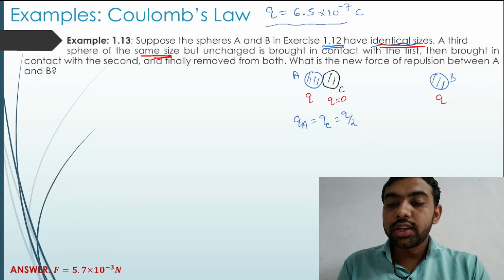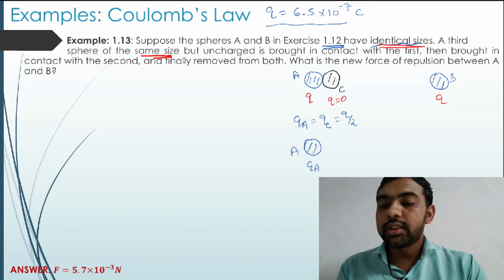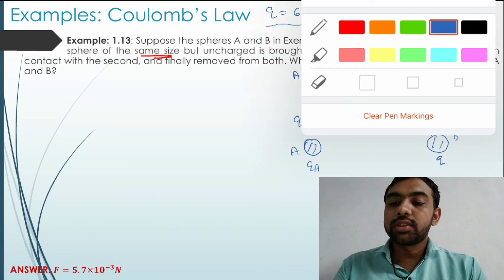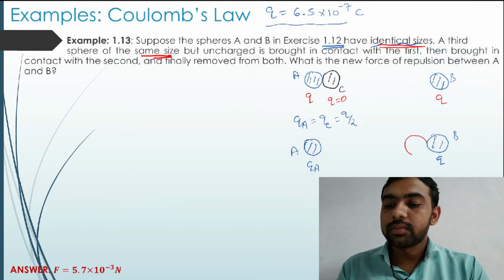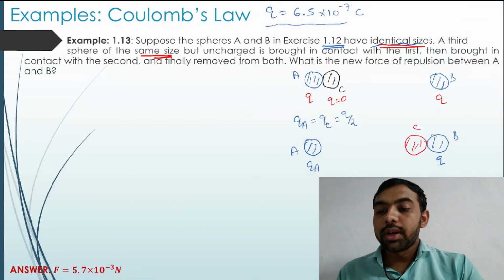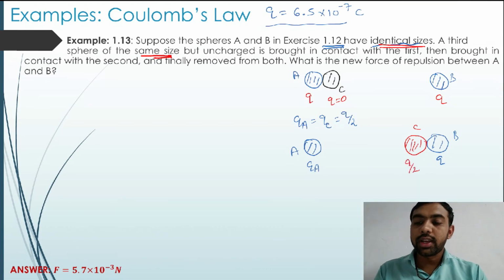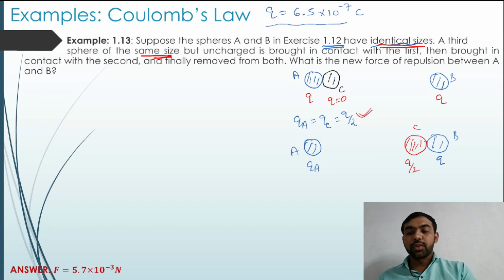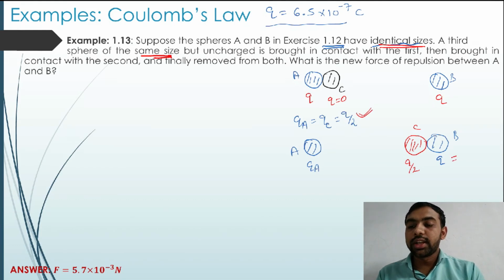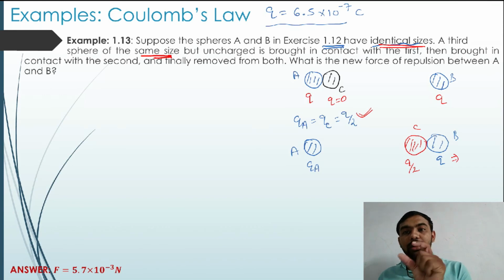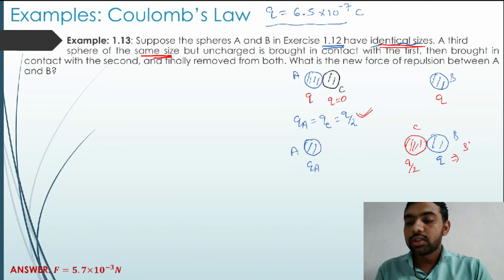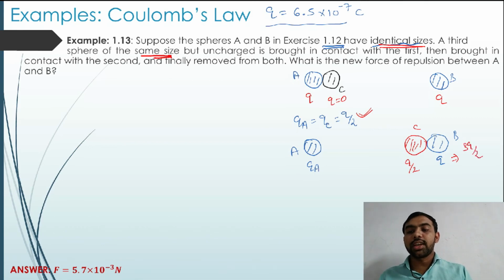See, so here it is, suppose A. Now how much charge on A? QA. Here it is, suppose B. How much charge on B? Q. Now C comes in contact, but now the charge on C is how much? Q by 2. So what is the net charge actually? Now this charge becomes half, but what is the net charge? Q plus Q by 2. So that is 3Q by 2 total charge.